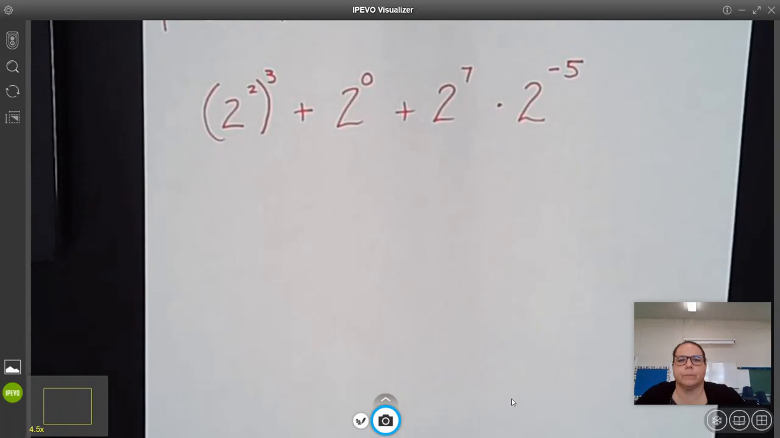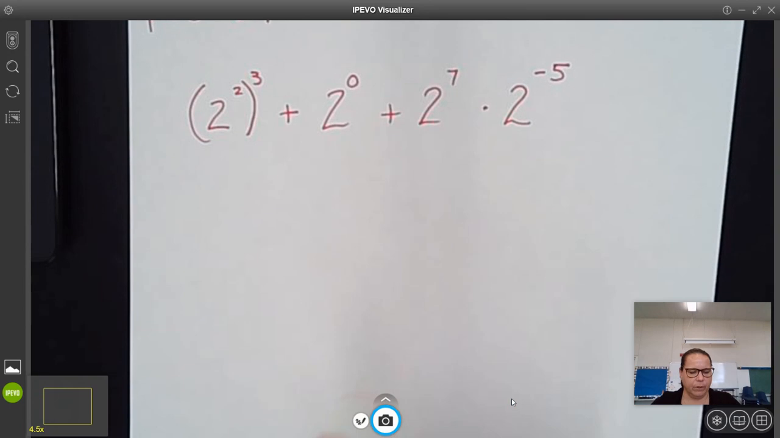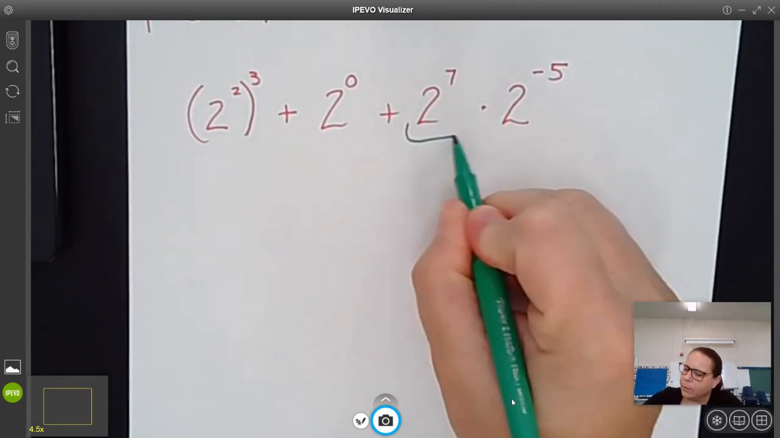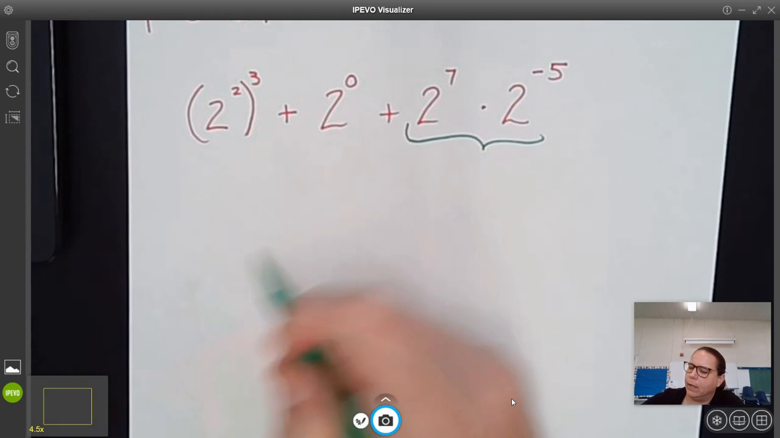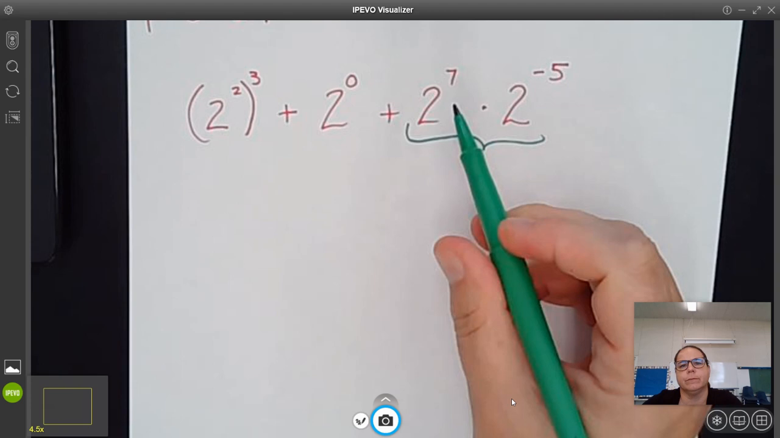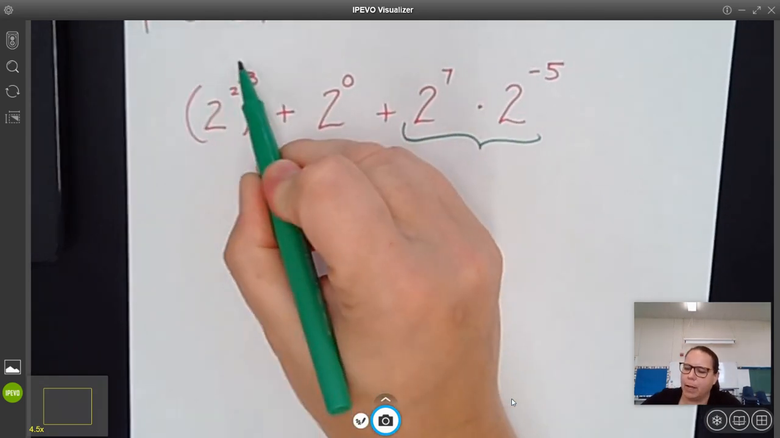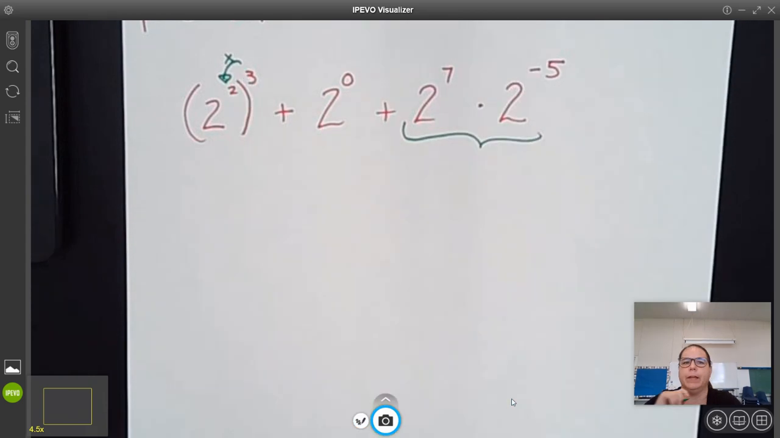Okay, so a few things. I look at this and I think to myself, okay, well, I see that these two powers all have the same base, and these two are multiplying. So I know I could combine those together. All right, what else do I notice here? I notice this is a power of a power. So this rule is going to be to multiply that.